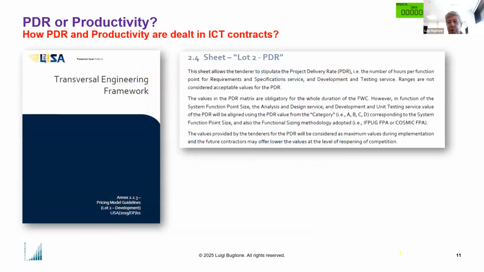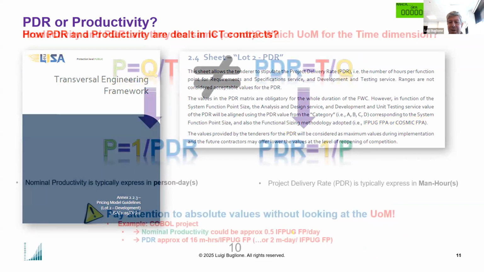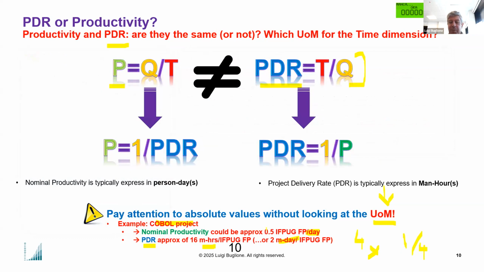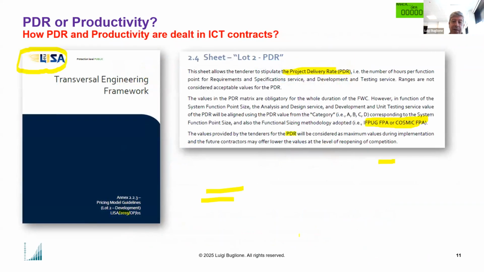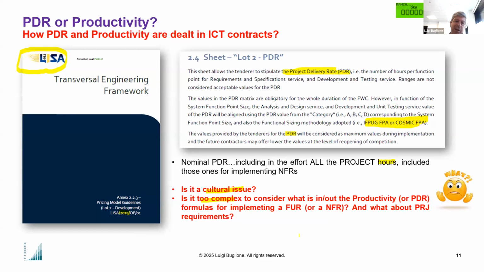So it's important not to make confusion. Imagine that Java for backend or back office layers could typically be, in our ISBSG repository, around one IFPUG function point per man day. But PDR in this particular case could also be one man day per function point. And sometimes this is the confusion that many projects and estimators make in their estimation process.